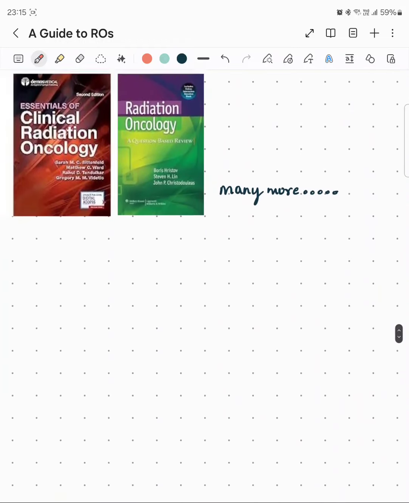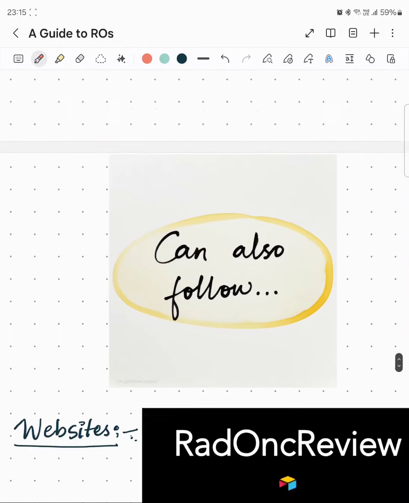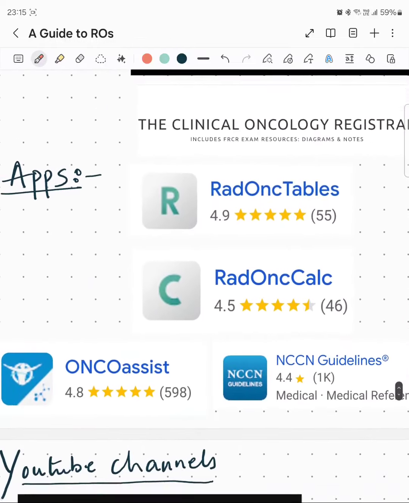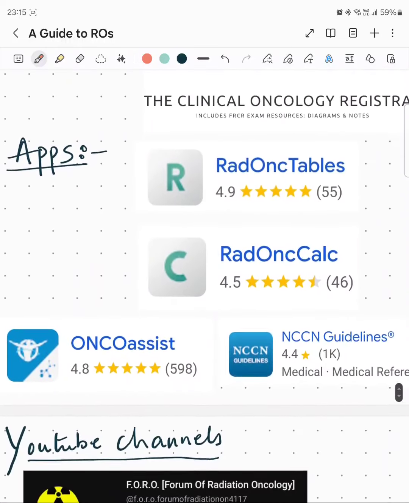And apart from that, the other things that you can follow are websites like RadOnc Review, clinicaloncologyregistrar.com. Apps that you can follow are RadOnc Tables, RadOnc Calc, OncoAssist, and NCCN guidelines. These are the ones which I followed. You can also follow them.